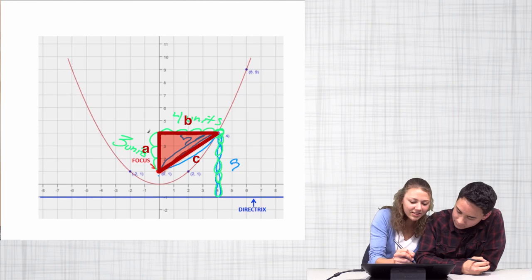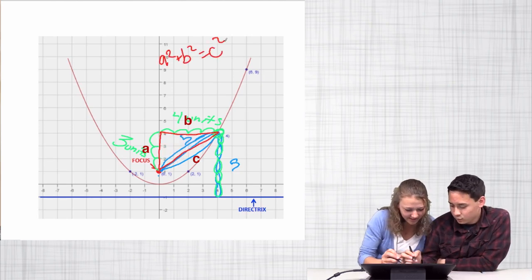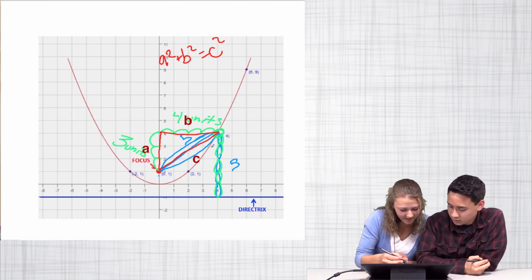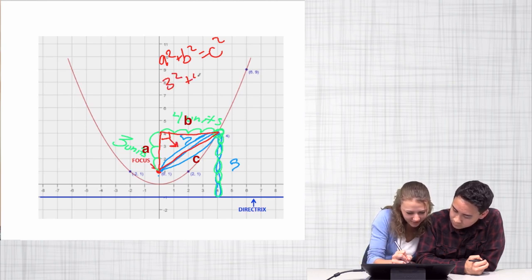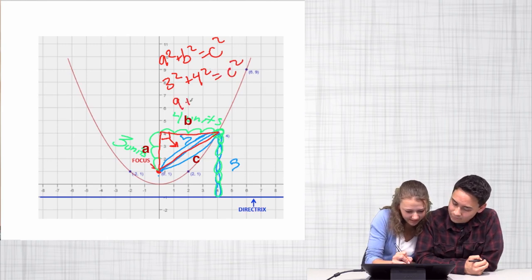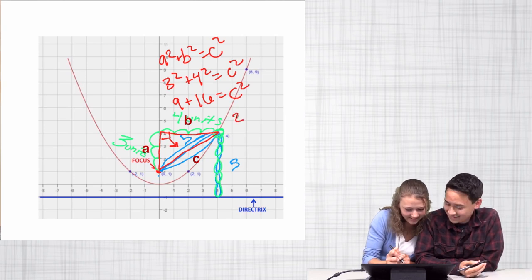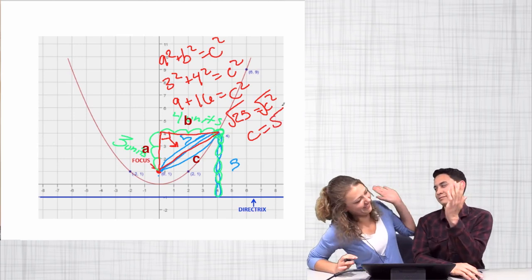A squared plus b squared equals c squared. So we're trying to find that, and that's going to be our c squared, because that's the hypotenuse, always across from the right angle. So what, 3 squared plus 4 squared? That's what they taught us in elementary school. Okay, 9 plus 16 equals c squared. 25. It's 5. Yay! 25 equals c squared. So c squared is 25. Oh my gosh, look at us, we're so smart. Boom.